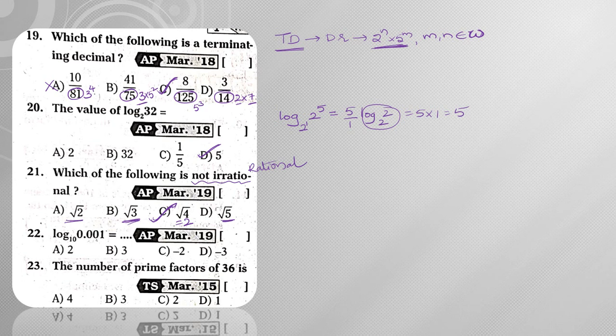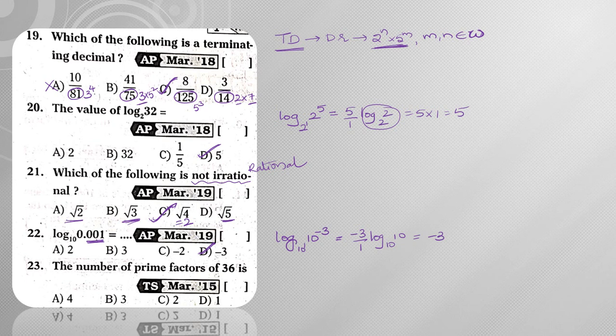Next, question number 22. If you observe, after the decimal point, how many decimal place values are there? So 3 decimal places. That I can write as 10 power minus 3 to the base 10 power 1. Now using the power rule, I can write it as minus 3 by 1 into logarithm of 10 to the base 10. So log 10 to the base 10 is 1. Hence the answer is minus 3.